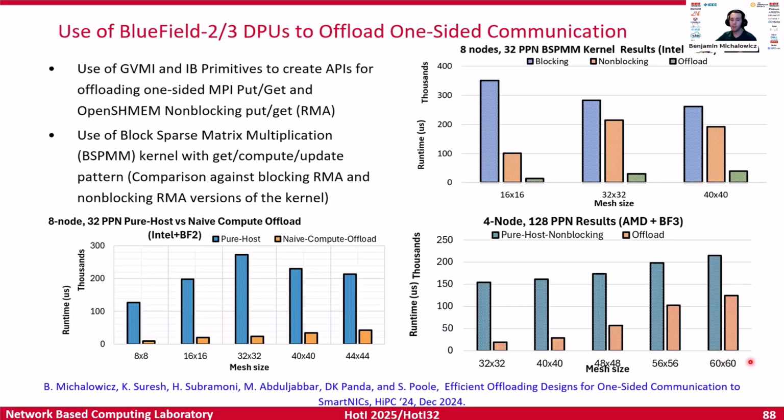For the 60 by 60 mesh size, where we have more dense communication for 4 nodes, full subscription on an AMD EPYC cluster plus BlueField 3s, we still get up to 45% benefits when we're going up to 2 megabyte message sizes.